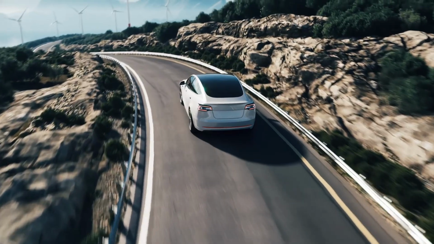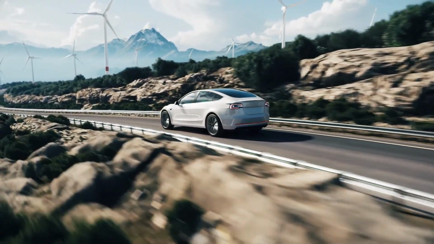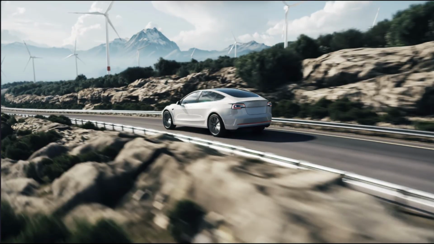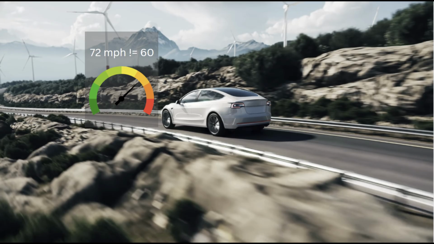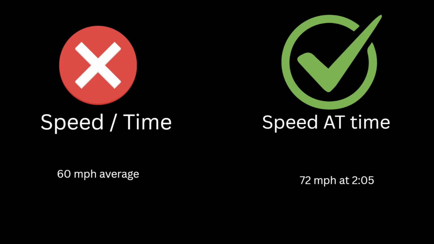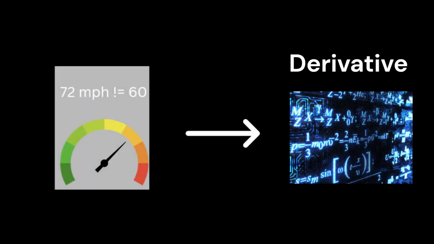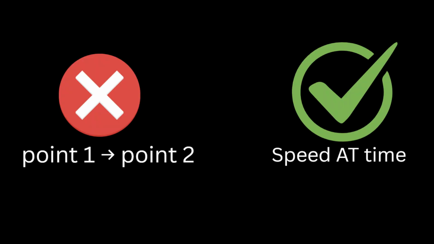But now imagine this. You're watching your speedometer, and at exactly 2:05 p.m., it says that you're traveling at 72 miles per hour. You see, that's not your average anymore. That's your instantaneous speed. It tells you exactly how fast you're going right now. You see, this is what a derivative is. It's the mathematical version of your speedometer. It doesn't look at how far you traveled. It just looks at how your position is changing at this exact second.